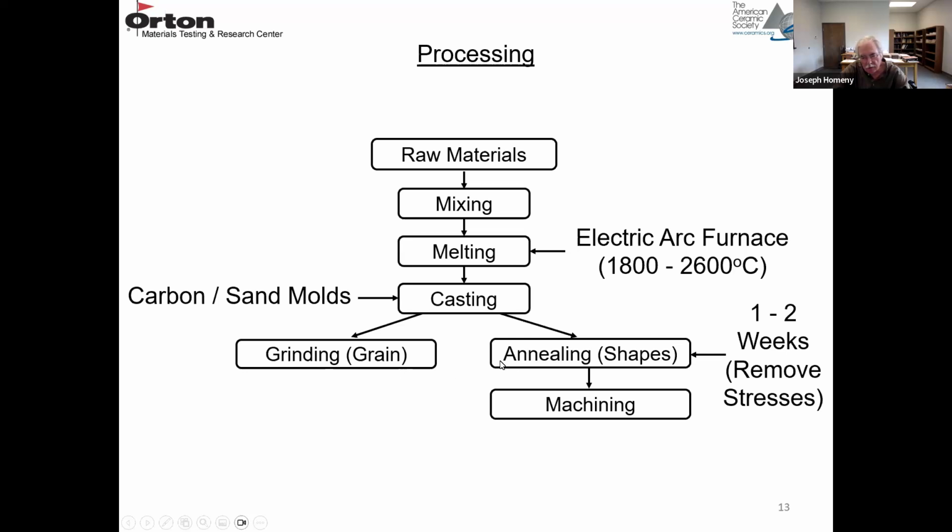After cooling, you can grind these materials and form a grain, which can be used for other refractory applications. It's going to be a large crystal size, basically low porosity. Can also be used for abrasion materials. And then if you anneal these shapes to remove the stresses from cooling, you're going to anneal them for 1 to 2 weeks. So it's a very slow process. And then those large shapes that are on the order of feet, very large, they can be machined so that they fit together. So the surfaces are machined. They're basically made flat and parallel.